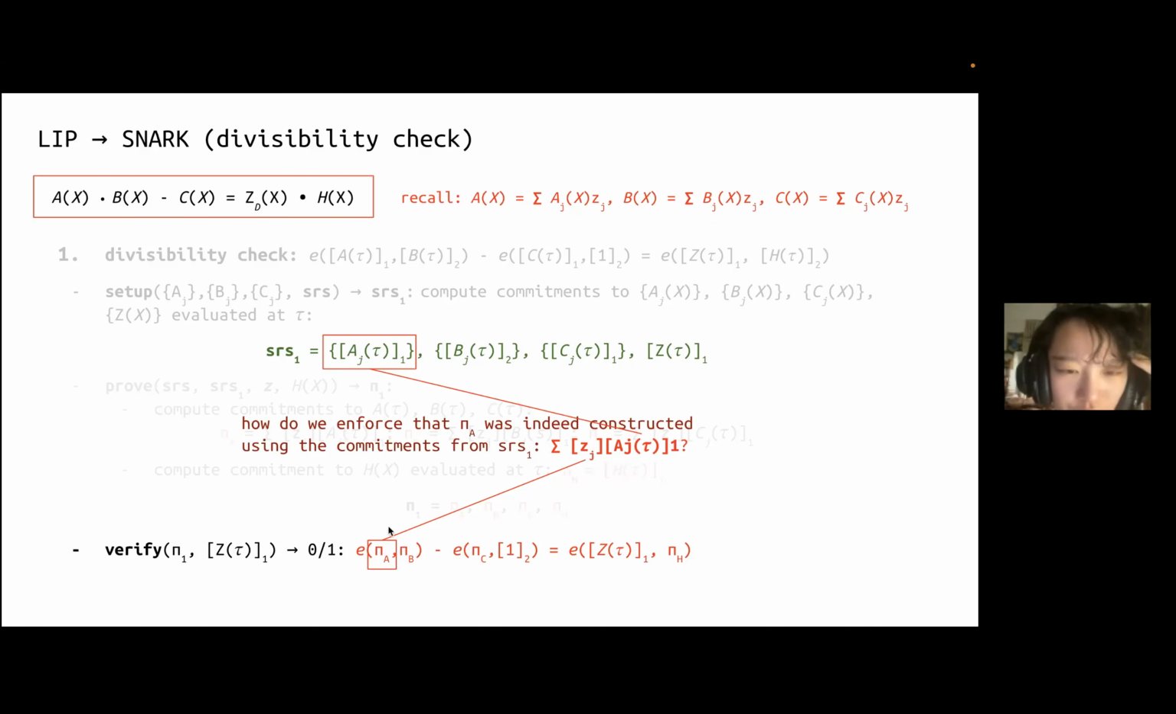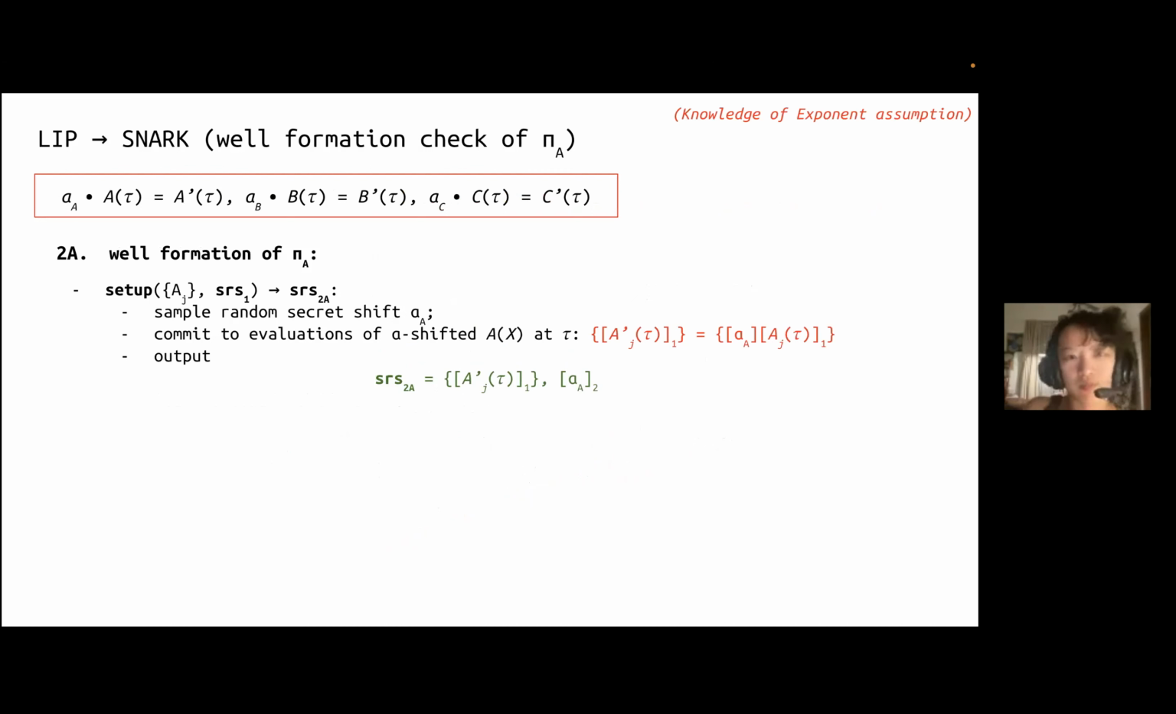So how are we supposed to know if it's just a completely random group element, or if it was indeed a linear combination of these agreed upon column commitments? So how we enforce this is through this well formation check. This well formation check basically relies on another assumption called the knowledge of exponent assumption, and we'll go through that in a little while. But first, let's go through the construction.